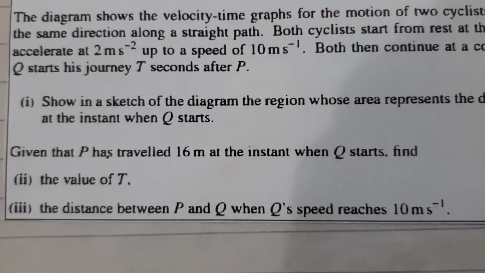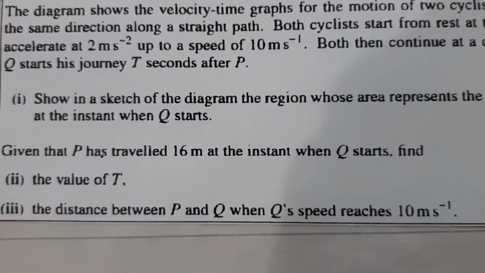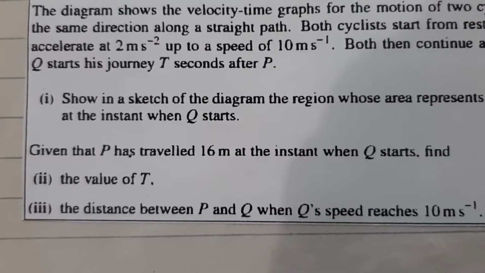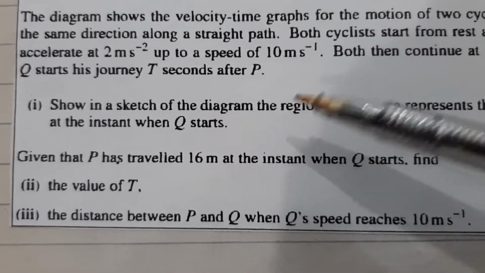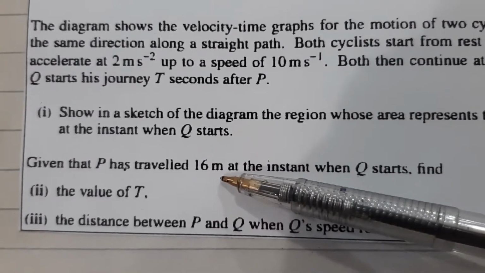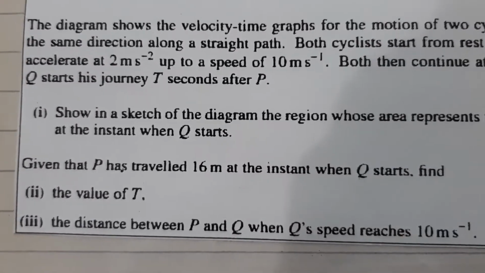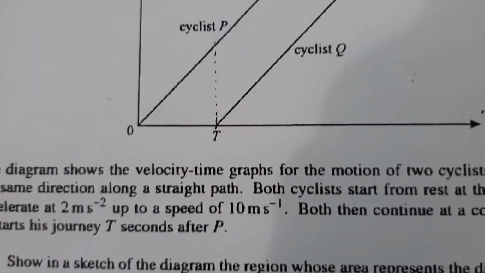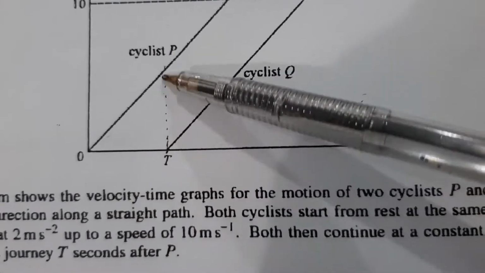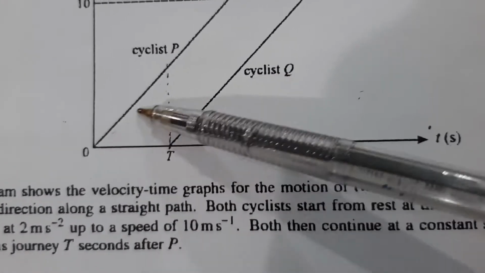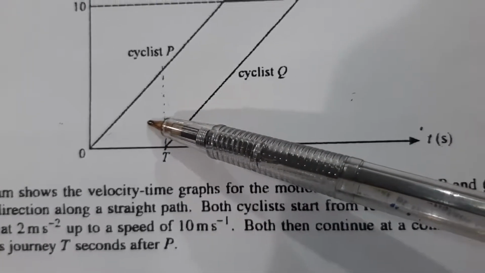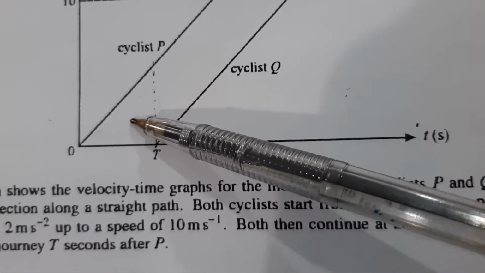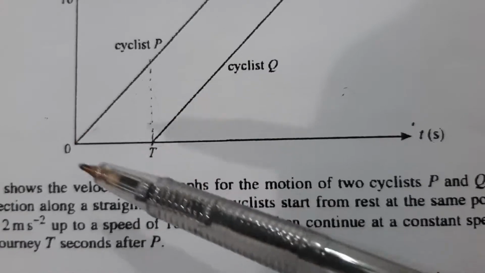Now part 2 is saying find out the value of T. What information is given to you? P has traveled 16 meters at the instant when Q starts. So if you see here, it means this area is equal to 16, because the area under the curve gives you distance from the origin or from the starting point in this case.